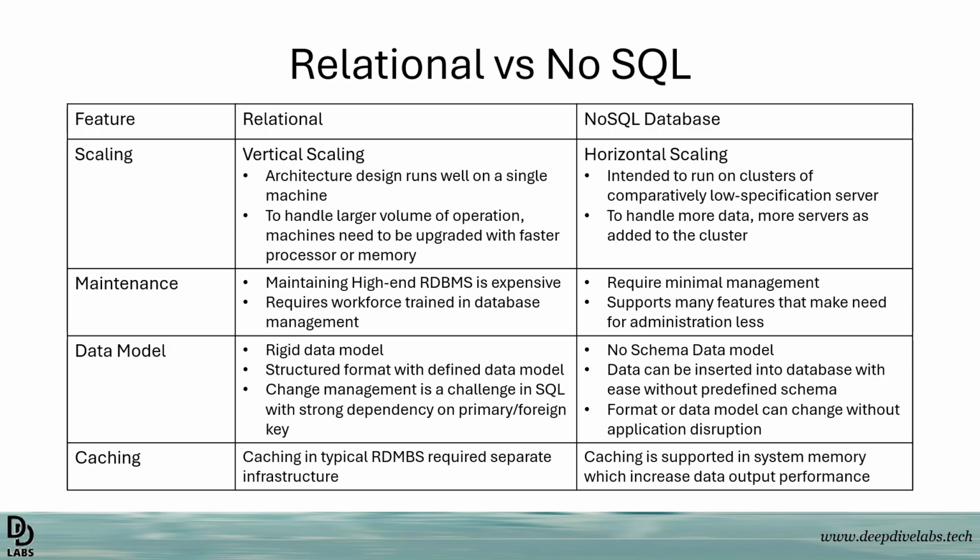Then you have what kind of data model can be stored in the database. A relational database tends to have a rigid data model, a structured format with a defined data model. Because of that, change management is a challenge in SQL, with strong dependency on primary keys, foreign keys, etc. Right? So if you are going to add a particular attribute, you have to make sure that the consistency of your database is maintained. Whereas in a NoSQL database, there is a lot of flexibility. It's a no-schema data model. Data can be inserted into the database with ease without any predefined schema, right?